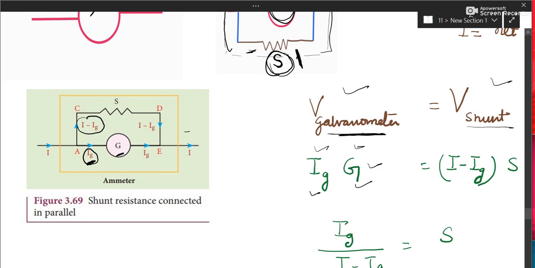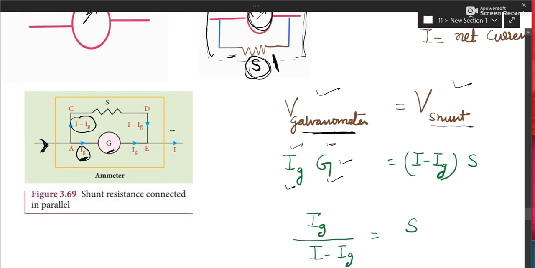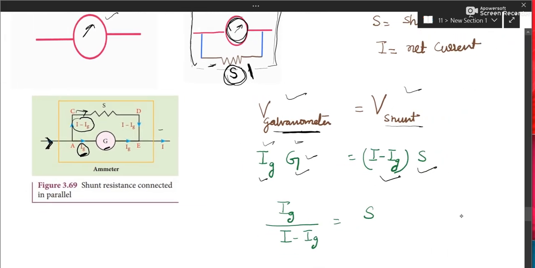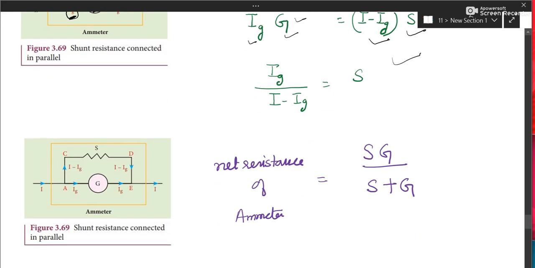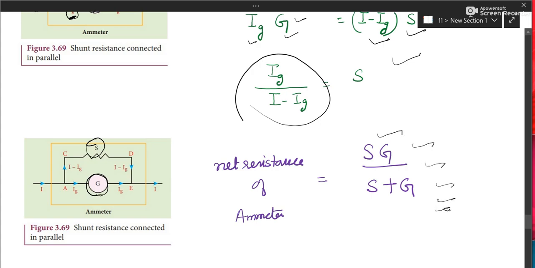Net current is I, so the current in the upper arm is I minus IG, and the resistance is S. So we can find out S from here. This is the shunt resistance. So what is the net resistance? Shunt resistance you have already found. Galvanometer resistance is G. So you can find out the net resistance in parallel. That will be the net resistance of the new ammeter which is formed.